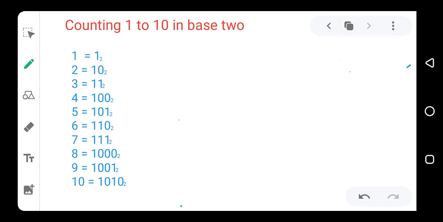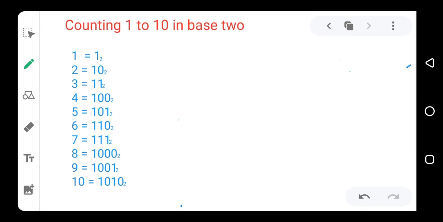So we have 1, 1 0, 1 1, 1 0 0, 1 0 1, 1 1 0, 1 1 1, 1 0 0 0, 1 0 0 1, 1 0 1 0. These are the numbers from 1 to 10 in base 2.